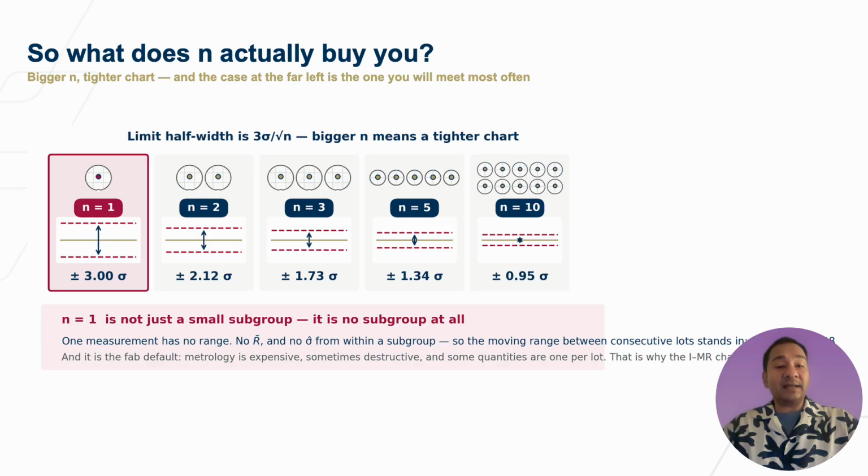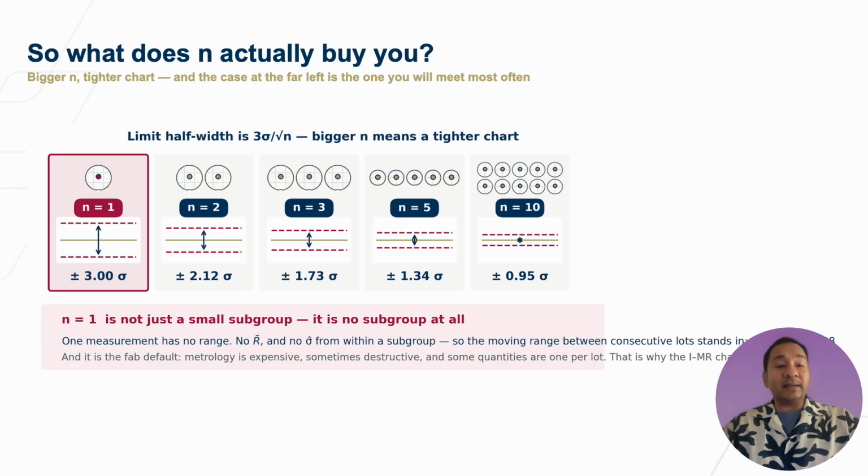A shift that is invisible at n equals 1 is unmissable at n equals 10. Same process, same shift, different charts. Note the diminishing returns. But look at the spacing. Going from 1 to 2 buys you a lot. From 5 to 10, doubling your metrology load takes you from 1.35 to 0.95. That is why 4 or 5 is near universal. It is where the curve flattens against what metrology can afford.